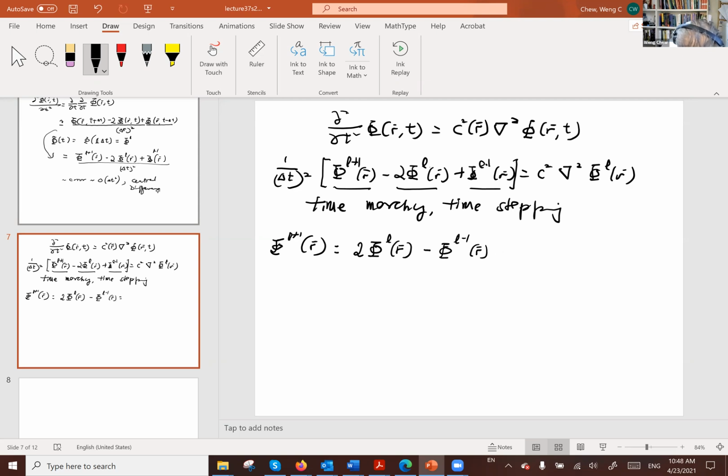And then the delta t gets multiplied across, so I have this equation. This equation is beautiful in the sense that it says that if I know the present time of the field, and if I know the past time of the field just one step behind, and if I know how to compute the right-hand side, then I can use that to predict what the field would be one step forward in time.